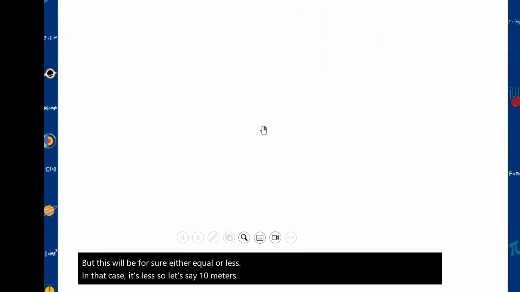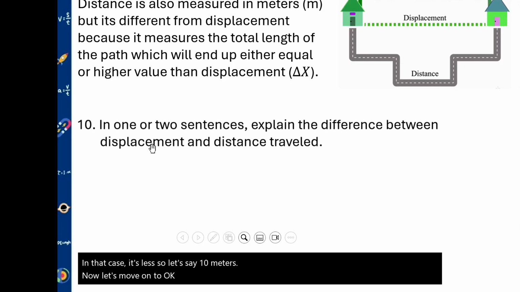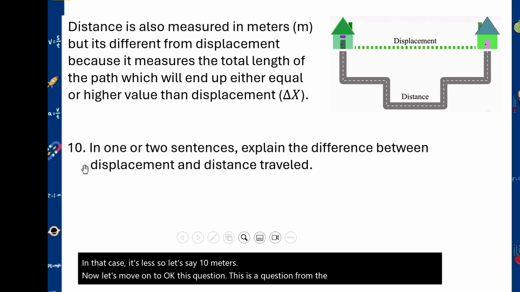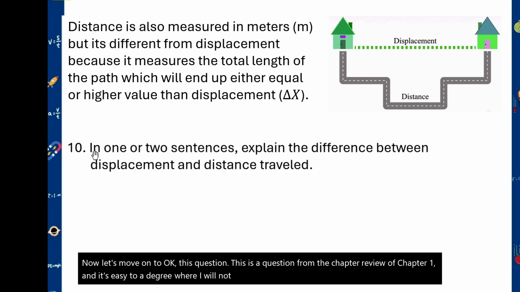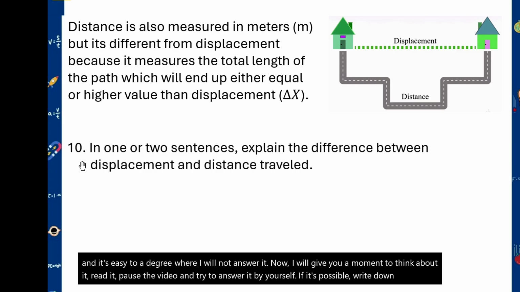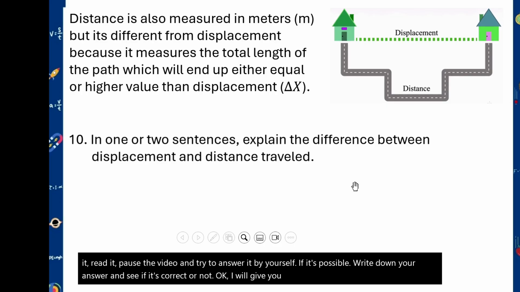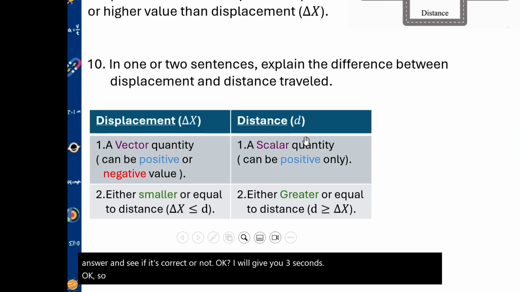Okay. Now let's move on to this question. This is a question from the chapter review of chapter 1, and it's easy to a degree where I will not answer it now. I will give you a moment to think about it, read it, pause the video, and try to answer it by yourself. If it's possible, write down your answer and see if it's correct or not. Okay, I will give you 3 seconds. 2, 3, that's done.